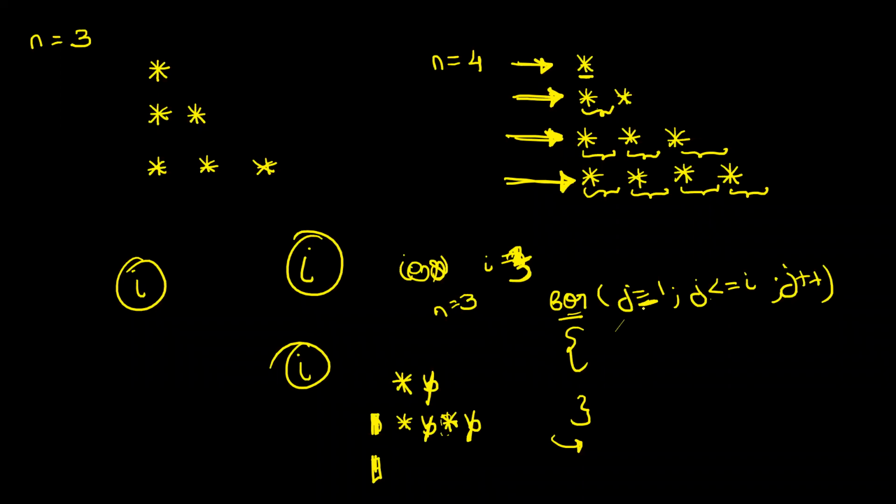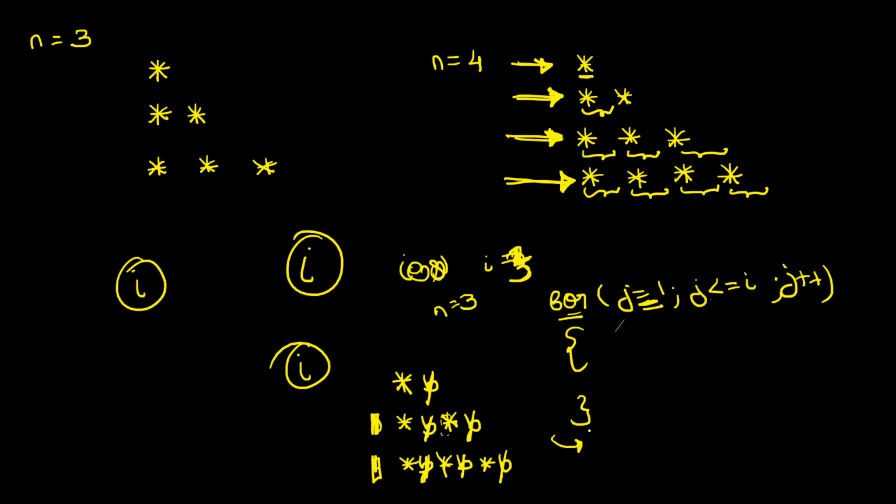Now j starts from 1. 1 is less than equal to 3. Yes. So I will print a star space here. Then the value of j will become 2. 2 is less than equal to 3. Again, you will print a star space in this line. Again, the value of j will become 3. 3 less than equal to 3. Again, you print a star space here. Then the value of j will become 4. 4 less than equal to 3 is false.